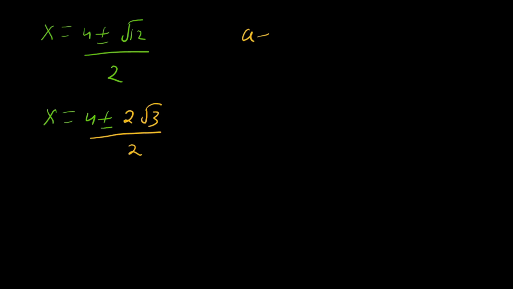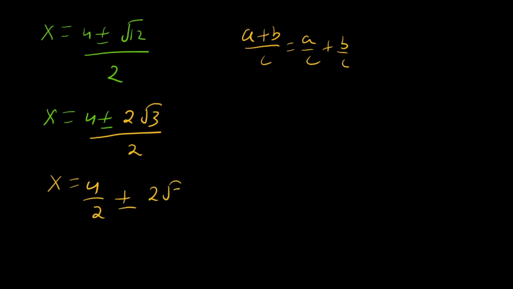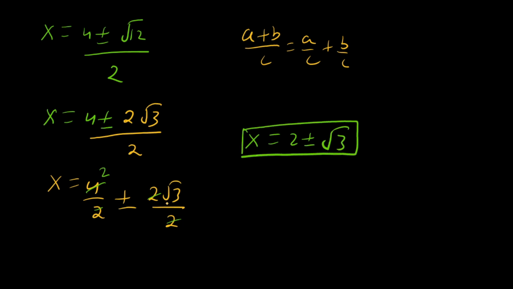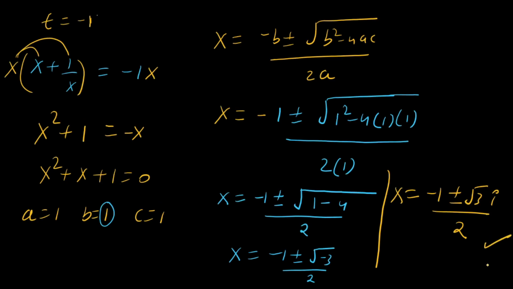Now we know that a plus b divided by c is equal to a divided by c plus b divided by c. If we apply this rule here, then x is equal to 4 divided by 2 plus minus 2 times square root of 3 divided by 2. Then this 4 divided by 2 gives 2, and this 2 and this 2 are cancelled out, then the value of x is 2 plus minus square root of 3. Here we have two real solutions and two imaginary solutions. Students, this is our final answer.